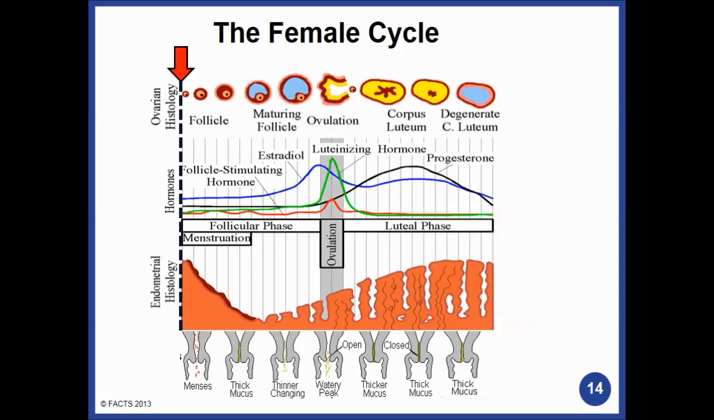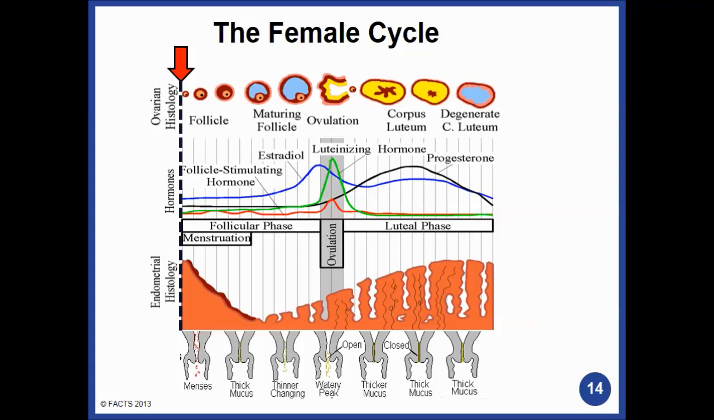Again, for those of you that are trained in this method, it's very, very familiar, but I want everybody to understand the basic science. So let me orient you. If you look at the top line, it says ovarian histology. That shows the changes that occur in the ovary throughout the course of the cycle. The second line shows hormones. That shows what's changing in terms of the woman's hormones. Next, we have the endometrium. That's the changes in the lining of the uterus. And at the bottom, you can see the changes in the cervix, okay?